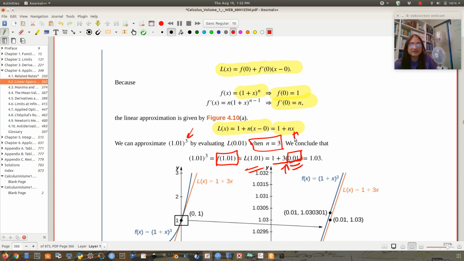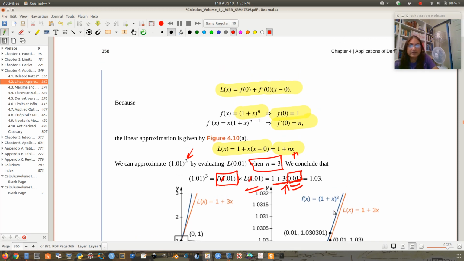So this is not L of 1.01, it will be L of, or F of 0.01, or L of 0.01, okay, from that point. And if you want to write x is 1.01, this should be kept as x minus 1. So this is the typo. It should be 1 plus n times x minus 1 as the correct answer for L of x. So there's a typo here.